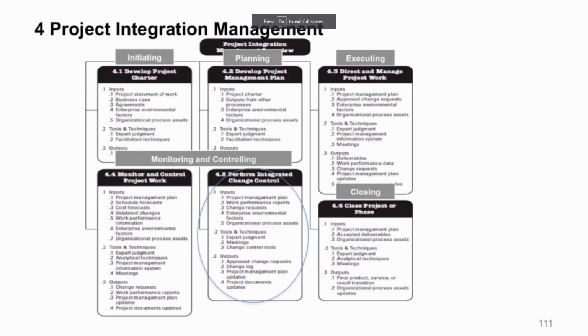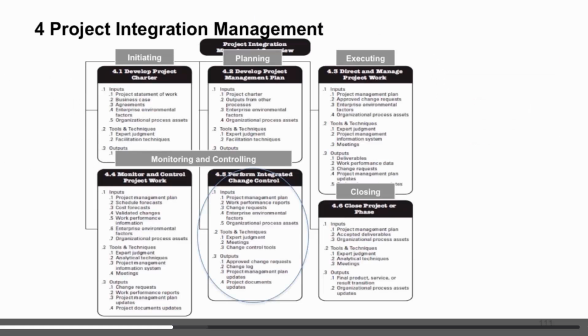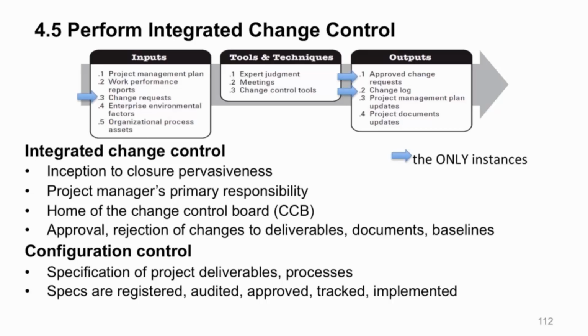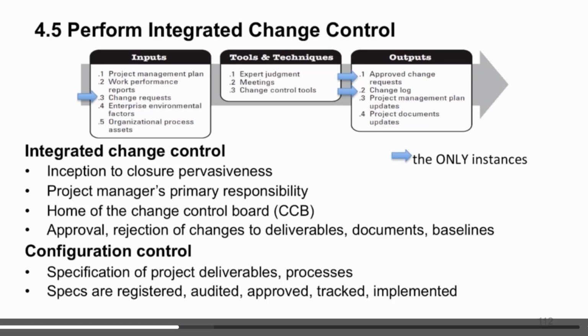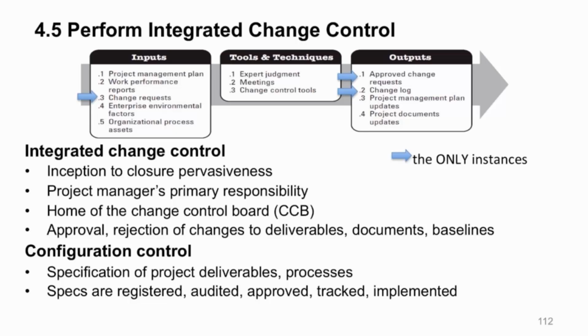Now, perform integrated change control. Primary input, change requests. Makes sense, right? Primary output, approved change requests, and a companion change log that keeps track of all that stuff. And notice the blue arrows: in addition to change requests and approved change requests, one other item that is the only instance of an output of itself is the change log. It only comes from output from this process 4.5.